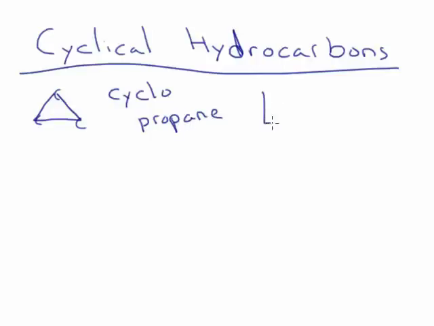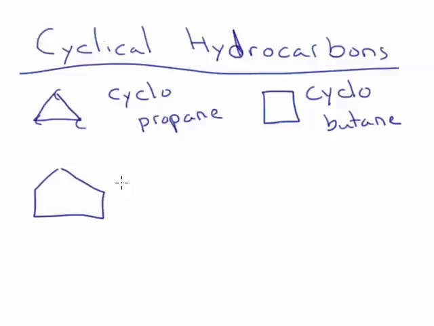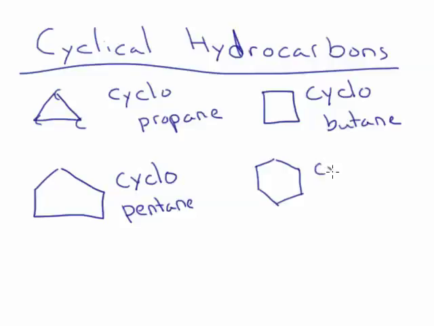If we have 4, looks like a square, and we say cyclobutane. We have 5, we have cyclopentane, and 6, I apologize for my unattractive drawings, but you get the idea. We have cyclohexane.